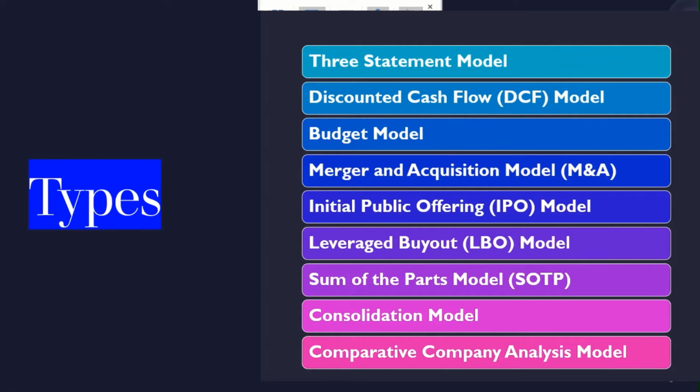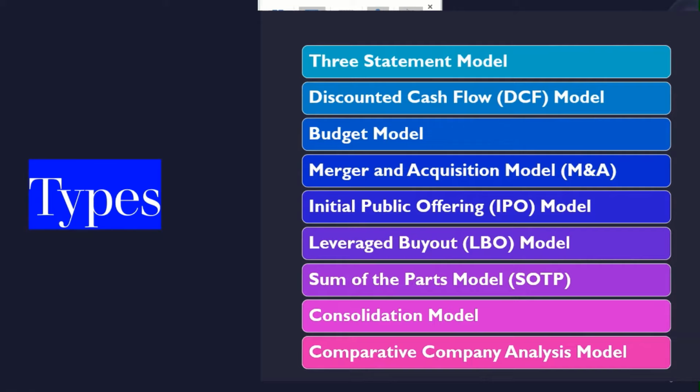There are so many types of financial model based on the purposes. Here we have, the first one is the three statement model. From the name itself, you can understand that this model is a structure of all the three financial statements that include income statement, balance sheet, and cash flow statement. And we interlink these three statements together, and then we project the future financial performance of a company in the three statement model.